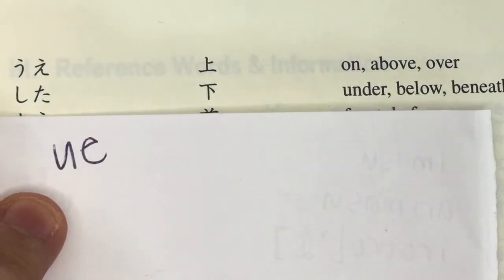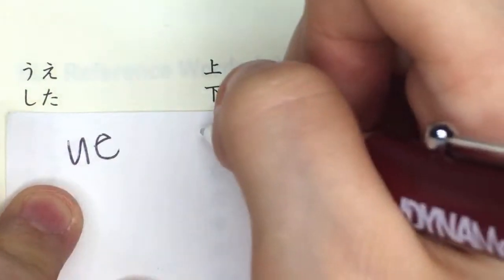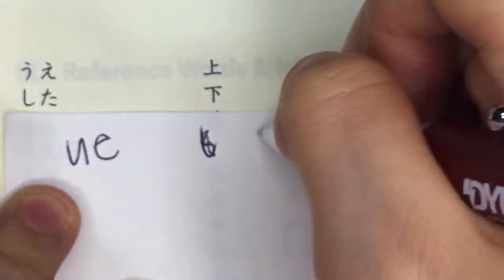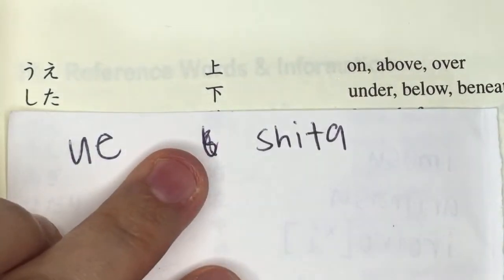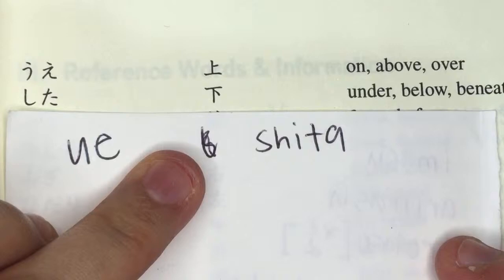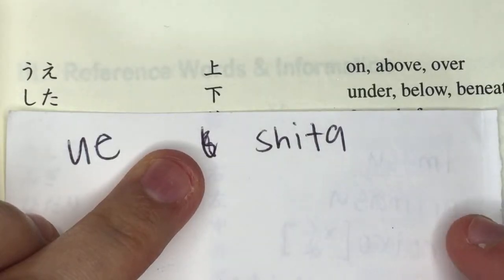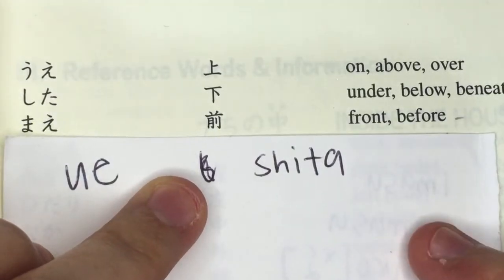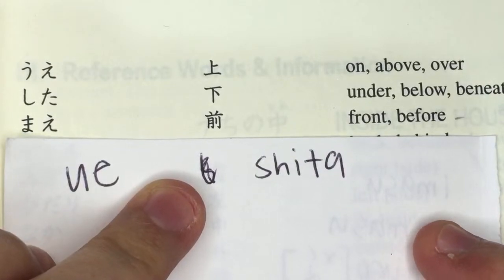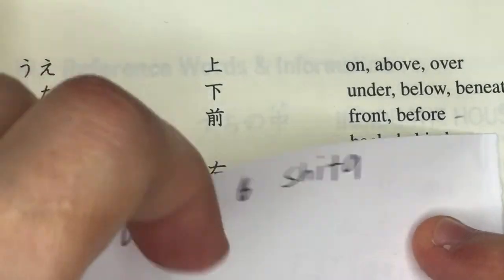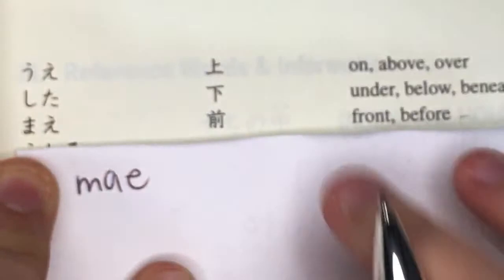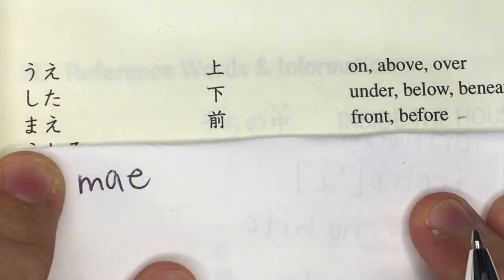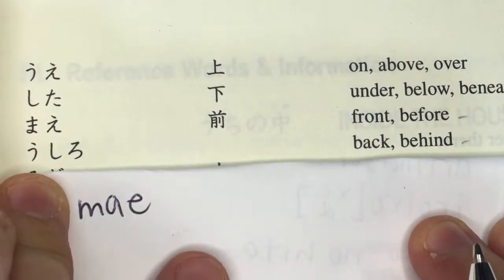Next is, hindi siya makita masyado. Yan. Shita. Okay, shita. Next is shita. Shita. Sinishita ka na kasi na siya. Shita. Okay, next is my. Okay, my is front or before. So, we have my.